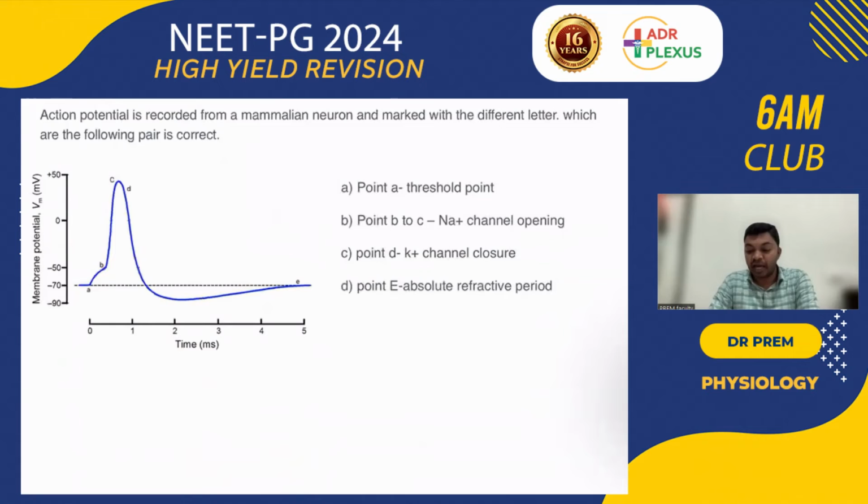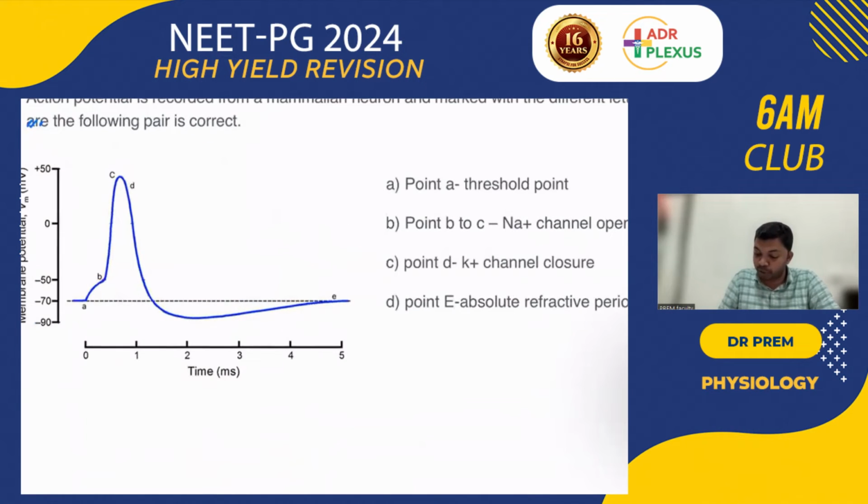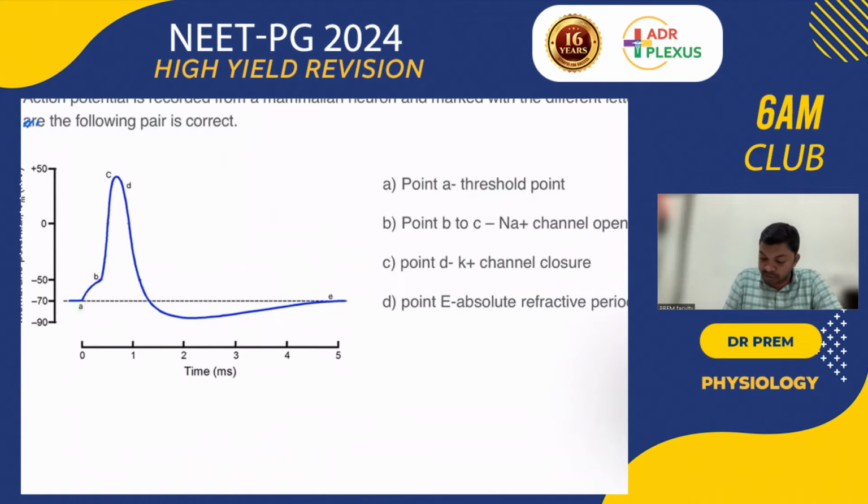The next one. Action potential is recorded from a mammalian neuron and marked with different letters. Which of the following pairs is correct? Now, point A. Point A, threshold point? Absolutely not. Point A is going to be resting membrane potential. Point B is minus 50. That is going to be threshold potential.